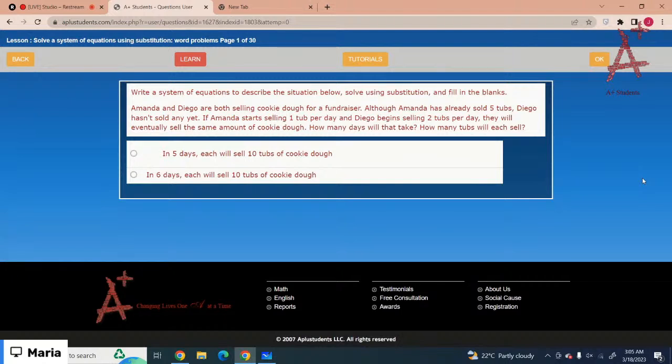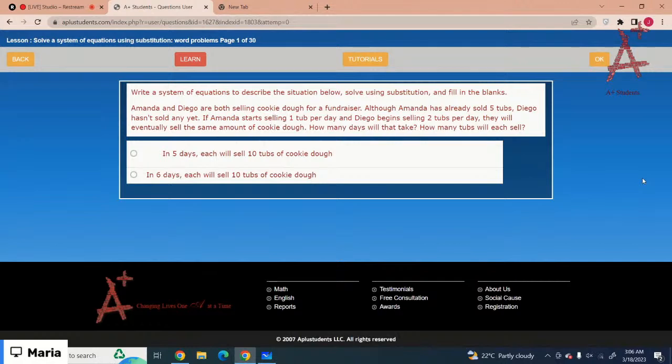Got it. So basically, first of all, we have to write down the equations and then we have to solve them. Got it? So here x is days. Wait, let me write down the equations. Okay, so x is for the days and y is for the tubs of cookies. So let's write down the equations.